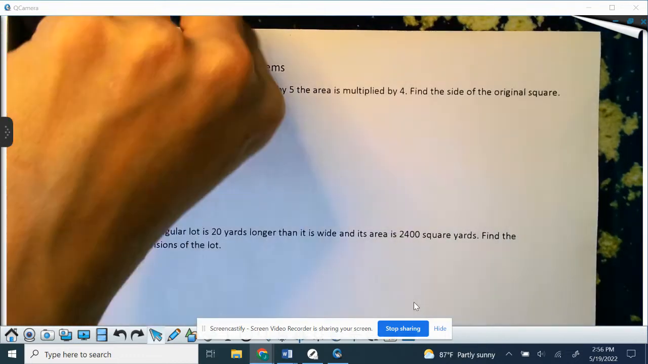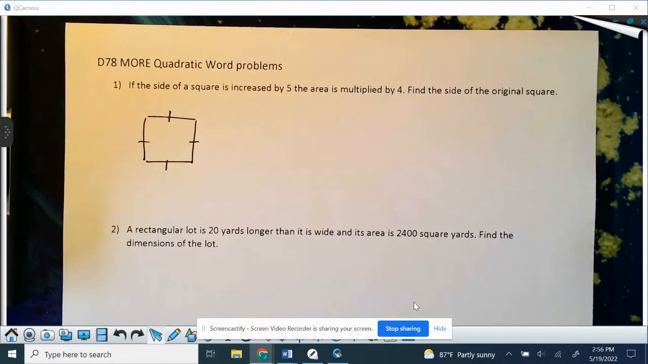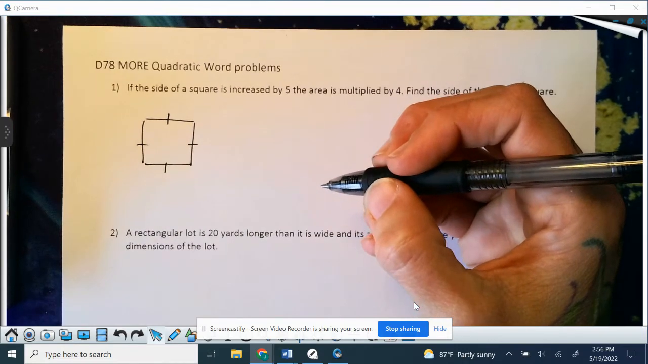All right, guys. So more quadratic word problems. These are going to be EOC, like some of the released ones we've done. So if the side of a square is increased by 5, the area is multiplied by 4.